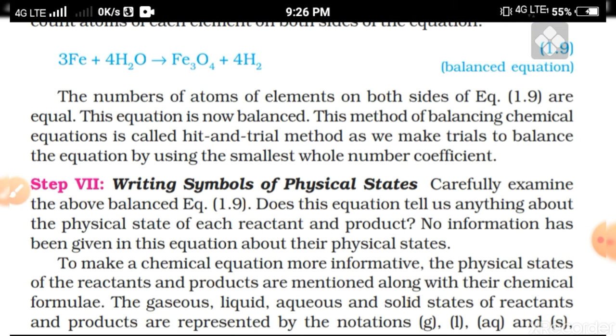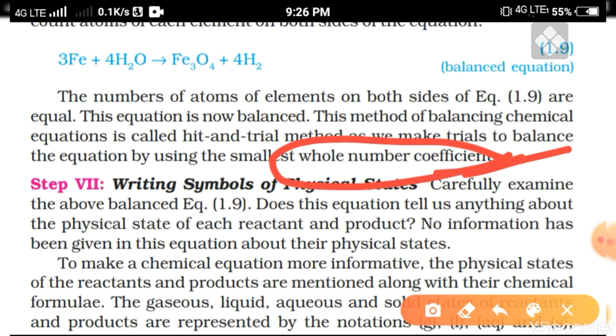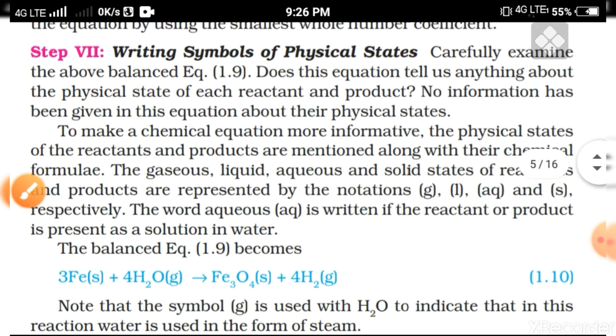This method of balancing a chemical equation is called the hit and trial method. We balance them by multiplying on both sides, by changing their coefficients, by multiplying on both reactant and product sides. So this method of balancing the equation is known as the hit and trial method. We make trials to balance the equation by using the smallest whole number coefficients, which we can easily do by multiplying. No problem.